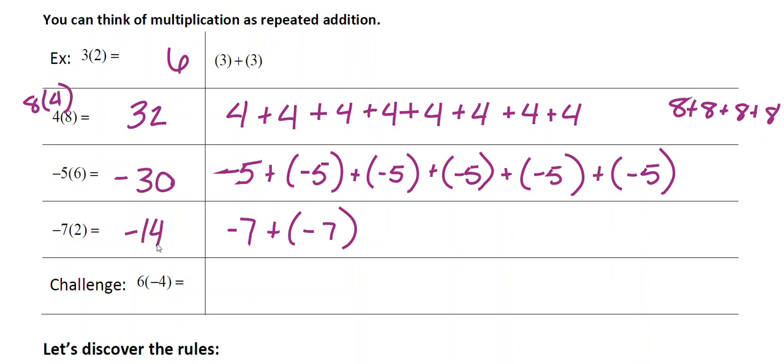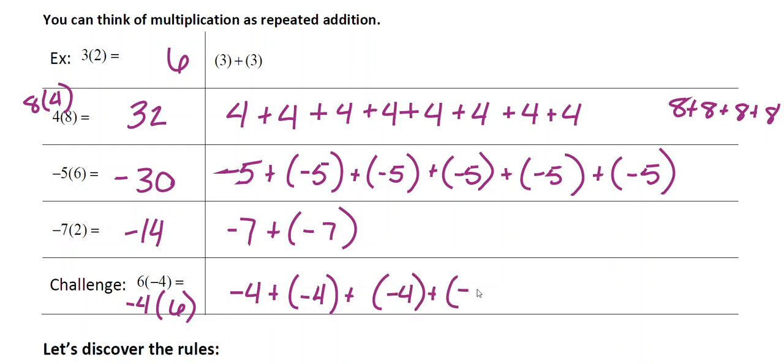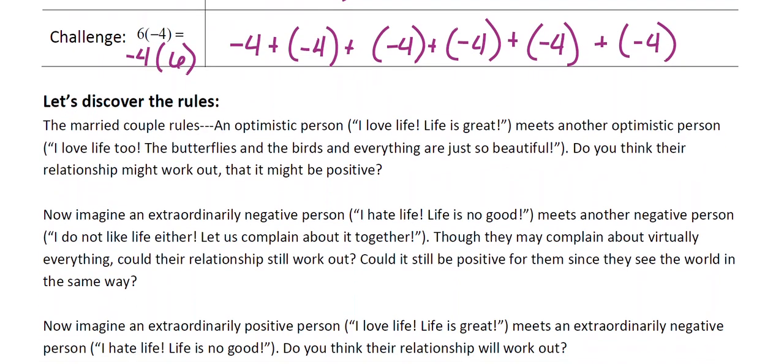Now here's a challenging one. 6 times negative 4. Now I can't write 6 out negative 4 times. That just doesn't make any sense. But what I could do is use the commutative property of multiplication. I could rewrite this as negative 4 times 6. And I can use my same rules from above. Negative 4 plus negative 4, and I can write that out and add it together 6 times. So some of you may be already starting to see what is happening. 3, 4, 5, 6. But if not, we have these silly stories down at the bottom to help you discover the rules.